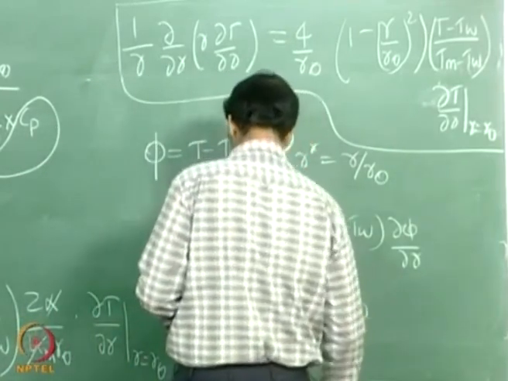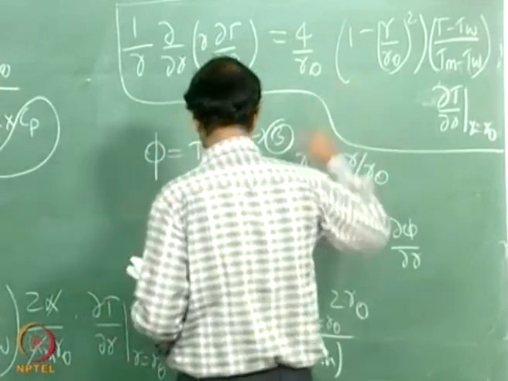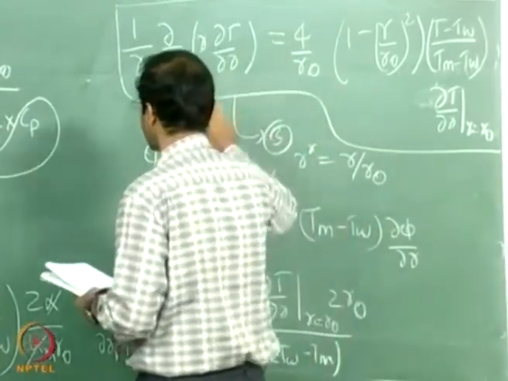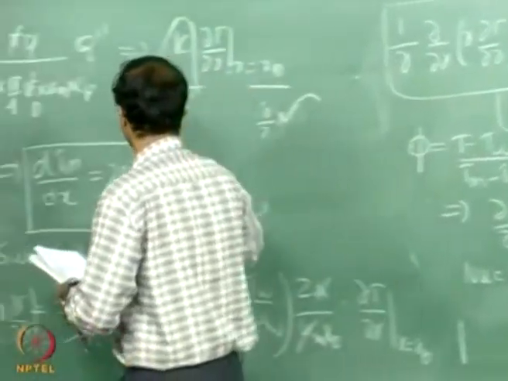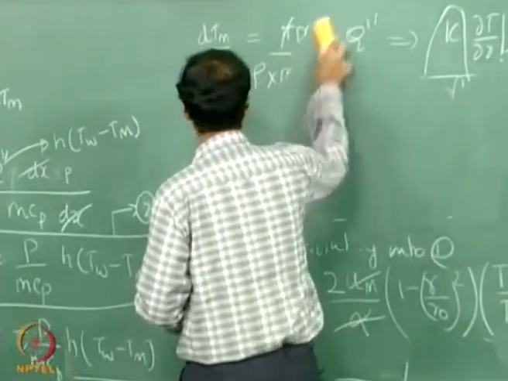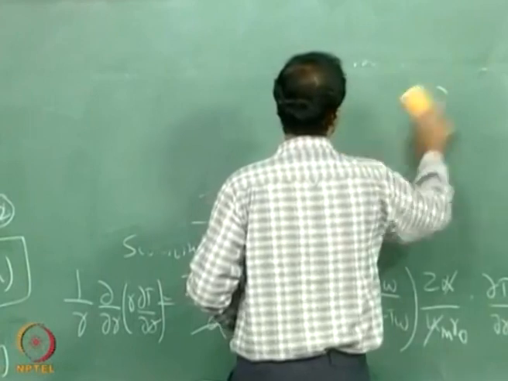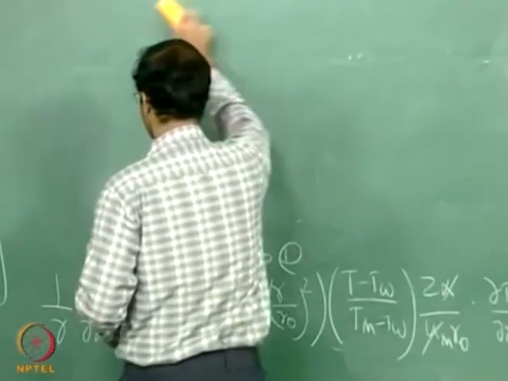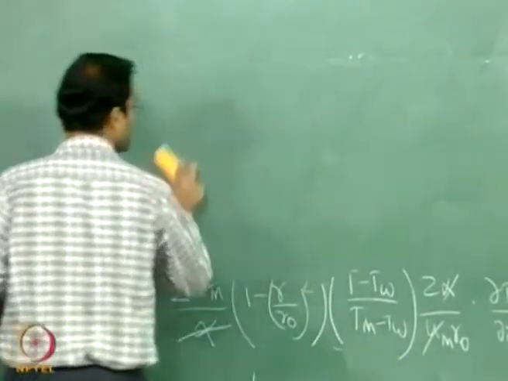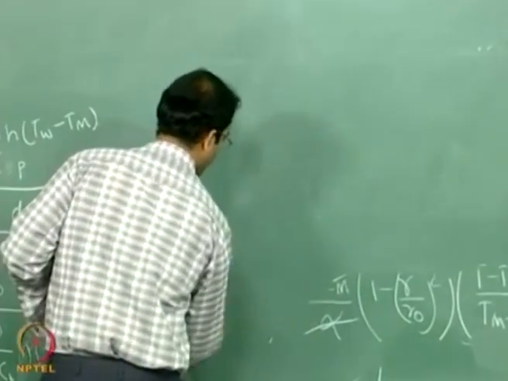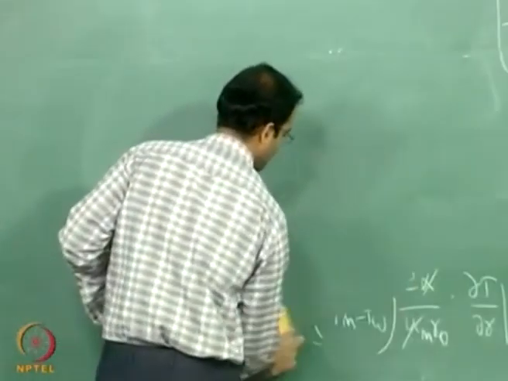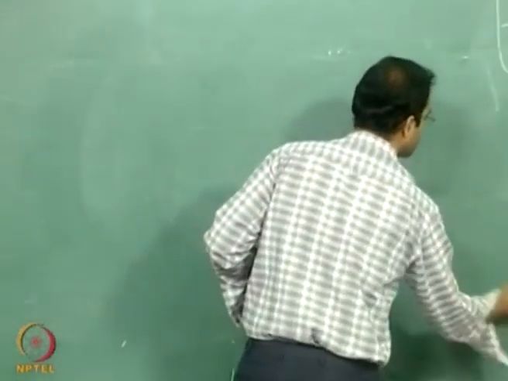If I use these expressions and substitute into this governing equation 3, I request all of you to do that and tell me what the final non-dimensional equation will be for phi in terms of phi and r star. So with that we will stop for today.